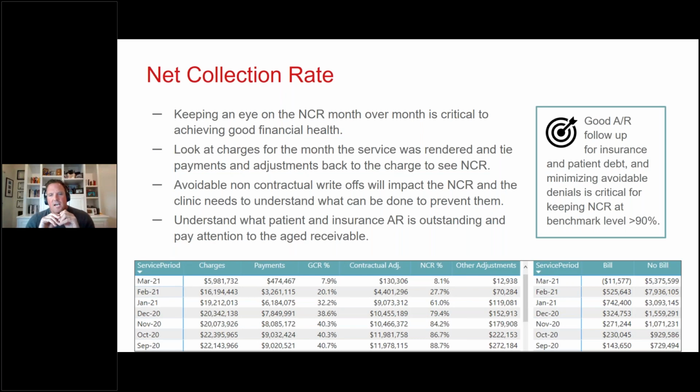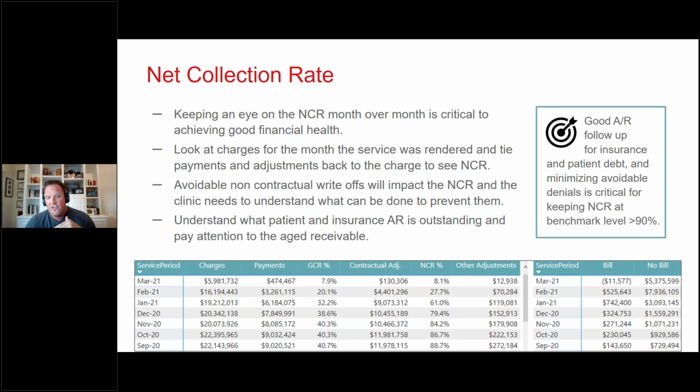And so it's important to have a view that looks at the date of service, the month in which the service was rendered. So we'll just walk through an example here. If we look at December of 2020, there was $20.3 million in charges for services rendered in that month. As of last night, we've collected $7.8 million against that. So our GCR is at 38.6%. That's your total payments divided by total charges. We contractualized $10.4 million. Our NCR is 79%.